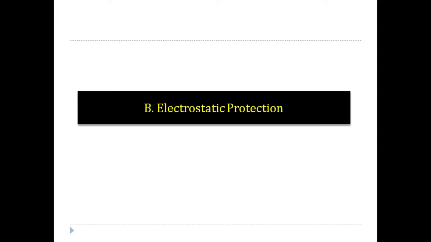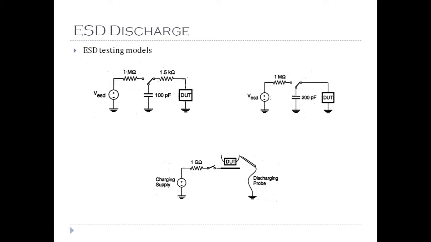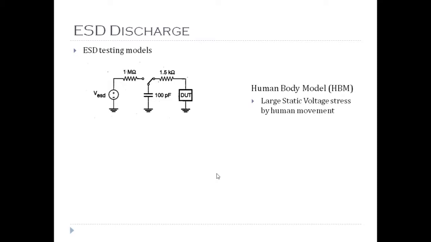There are three categories of electrostatic discharge, based on how the discharge happens. One is due to human, second is due to machine, and third is due to charged device. So let's look at these three types in detail. These are three testing models. The first one is the human body model, second is the machine model, and third one is the charged device model. This is the human body model.